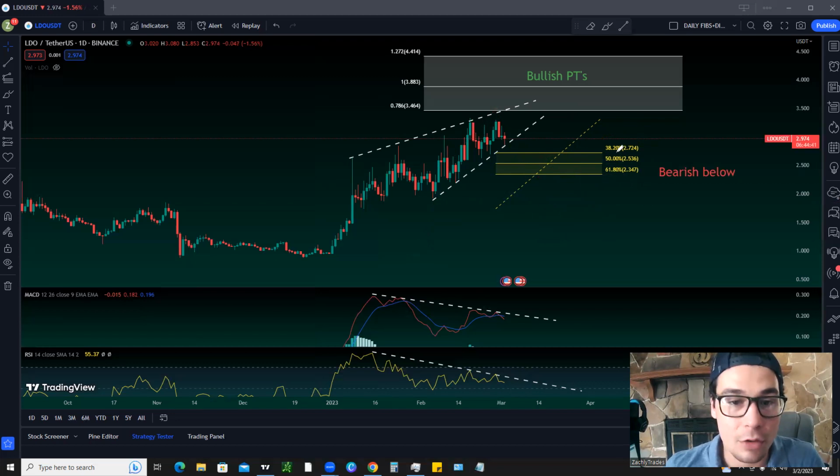All right, now those levels specifically are 2.274, 2.536, and 2.347. Above these levels, right, we have the chance to continue pushing higher, hit our first bullish price target at 3.464, hit our second bullish price target at 3.883, and our third bullish price target is going to be around 4.414.